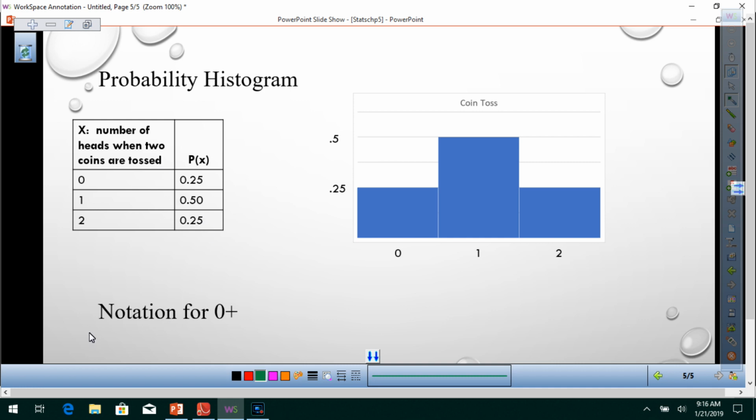Okay, now let's talk about this for a second. Notation for 0 plus. Sometimes you get something that is really small, like 0.0000001. Okay, if you rounded that, you would round it to 0. And if you said that there was a 0 chance, that means it's not going to happen. So what they did was they came up with 0 plus, okay, which means it is a really, really small chance of happening, but it could happen, okay? It can happen. So that's 0 plus.